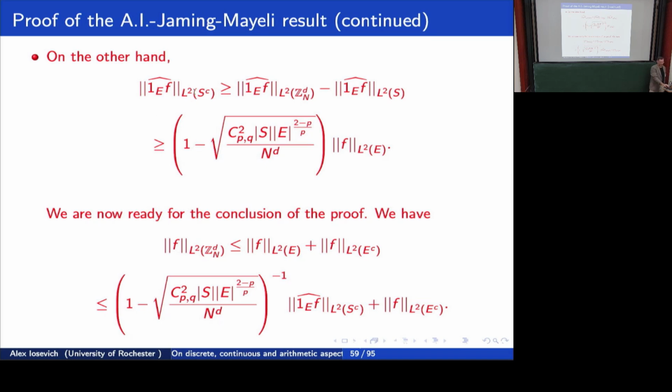So we compute the L2 norm on S complement of the Fourier transform of the indicator function of E, and we just bound it from below by the triangle inequality by the L2 norm over the whole space minus the L2 norm over S. And so this is greater than or equal to. For the first inequality, we simply apply Plancherel. And for the second one, we apply the upper bound we just obtained. Of course, you can only do this if this quantity is not negative.